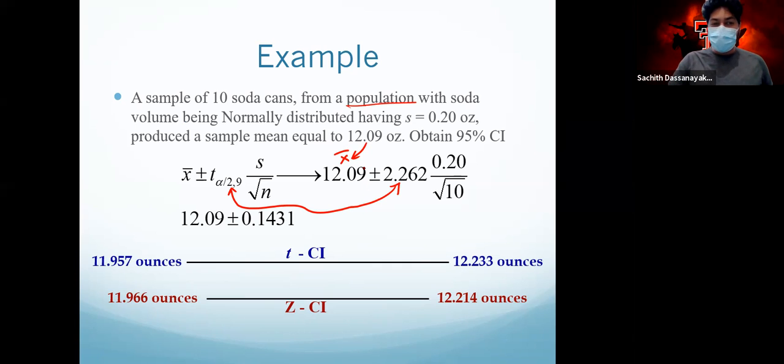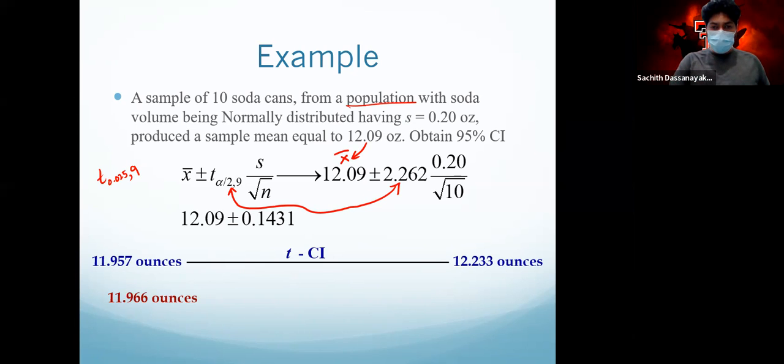Do I need to show you? Okay, T alpha over 2. I'll show you this one. T alpha over 2 means 0.025, right? Degree of freedom is 9. So I need to find T 0.025 and degree of freedom 9.